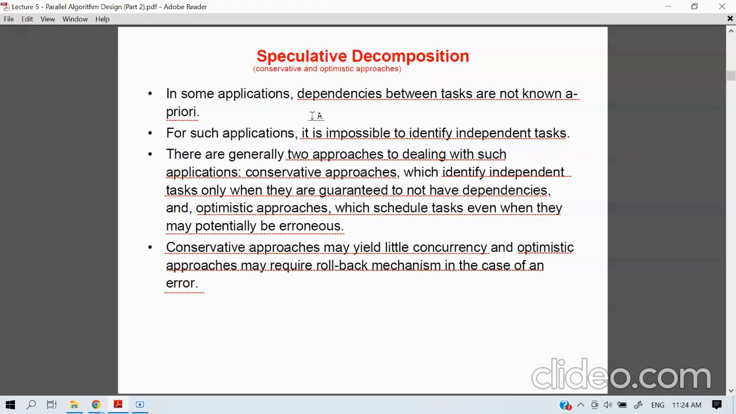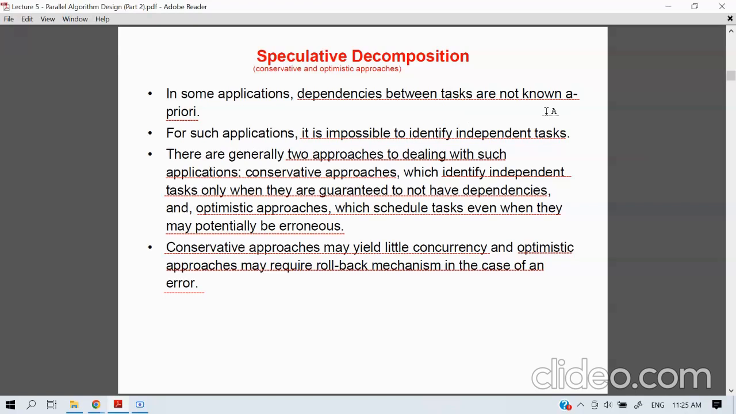So in some application, dependencies between tasks are not known a priori. Sometimes we do not know the dependencies between the tasks. Kan? Kita agak-agak je. Bila dah run, when we already execute the process, then we know, oh, there is a dependencies. That task is independent. That task depends on another task, something like that. So we need to speculate. So for such application, it is impossible to identify the independent tasks.